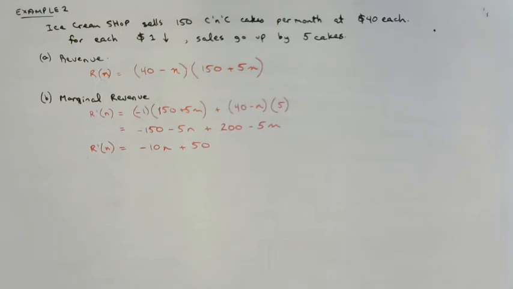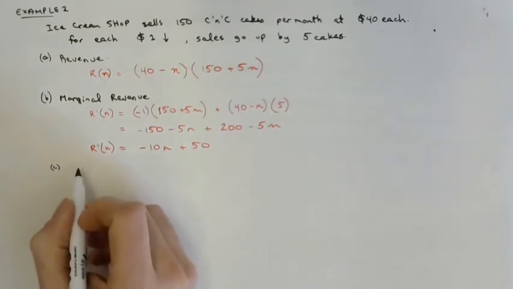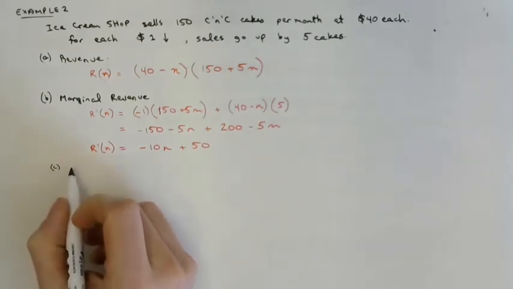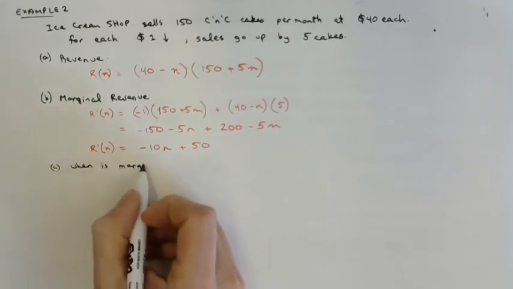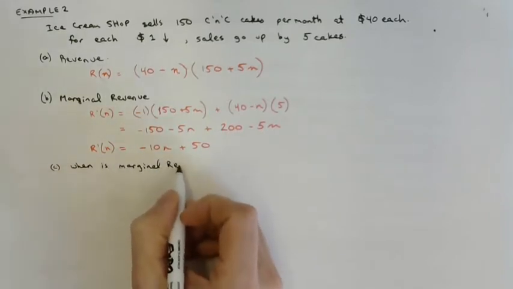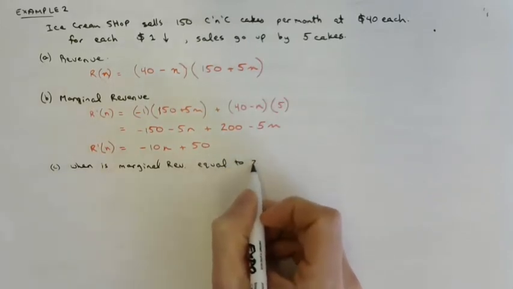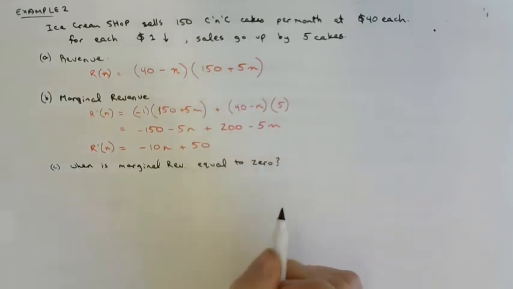And in C, we want to find when the marginal revenue function is equal to 0. When is marginal revenue equal to 0? And then what is the total revenue at this time? And how can this help our store owners?